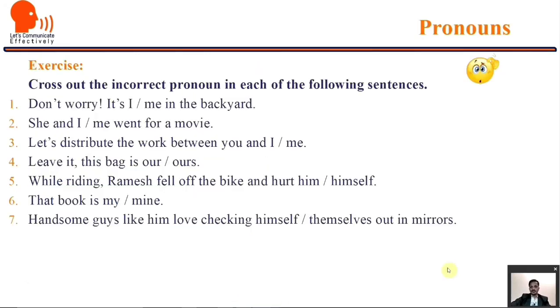Let us do an exercise now. Pause the video, go through the sentences, and cross out the incorrect pronoun in each of the following sentences. Don't worry, it's I or me in the backyard. She and I or me went for a movie. Let's distribute the work between you and I or me. Leave it, this bag is our or ours.